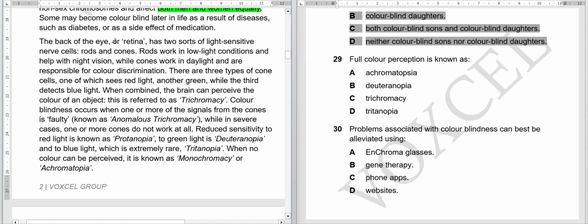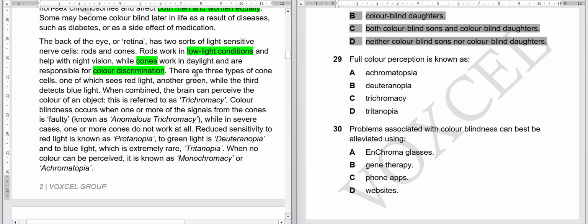Now, they are talking about our eyes. We have the back of the eye, which we call the retina. It has two sorts of light-sensitive nerve cells, rods and cones. Rods work for low light conditions, and cones are used for color discrimination.